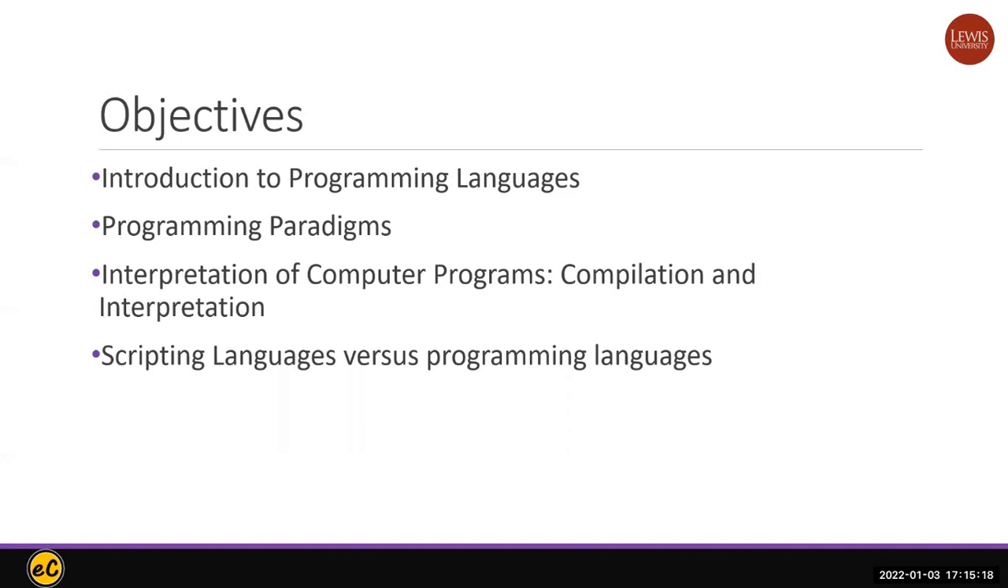And we will also introduce to you the programming language pragmatics. These are the interpretation of the computer programs, and it includes compilation and interpretation. So this course is considered to be a course on the structure and the interpretation of computer programs. And we use the Python language as the pilot language.